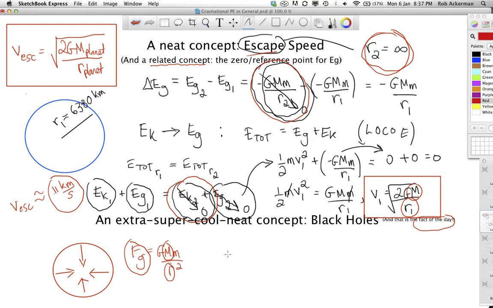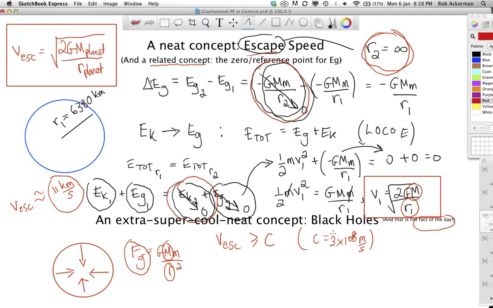So think about that for a sec. Imagine if the escape speed was greater than or equal to c, where of course c is 3 times 10 to the 8 meters per second. What would happen if this was the case? Well, certainly you would never be able to escape from the surface of this thing called a black hole. You would have to be going at the speed of light, and of course, as we've learned in the past, this is simply not possible.